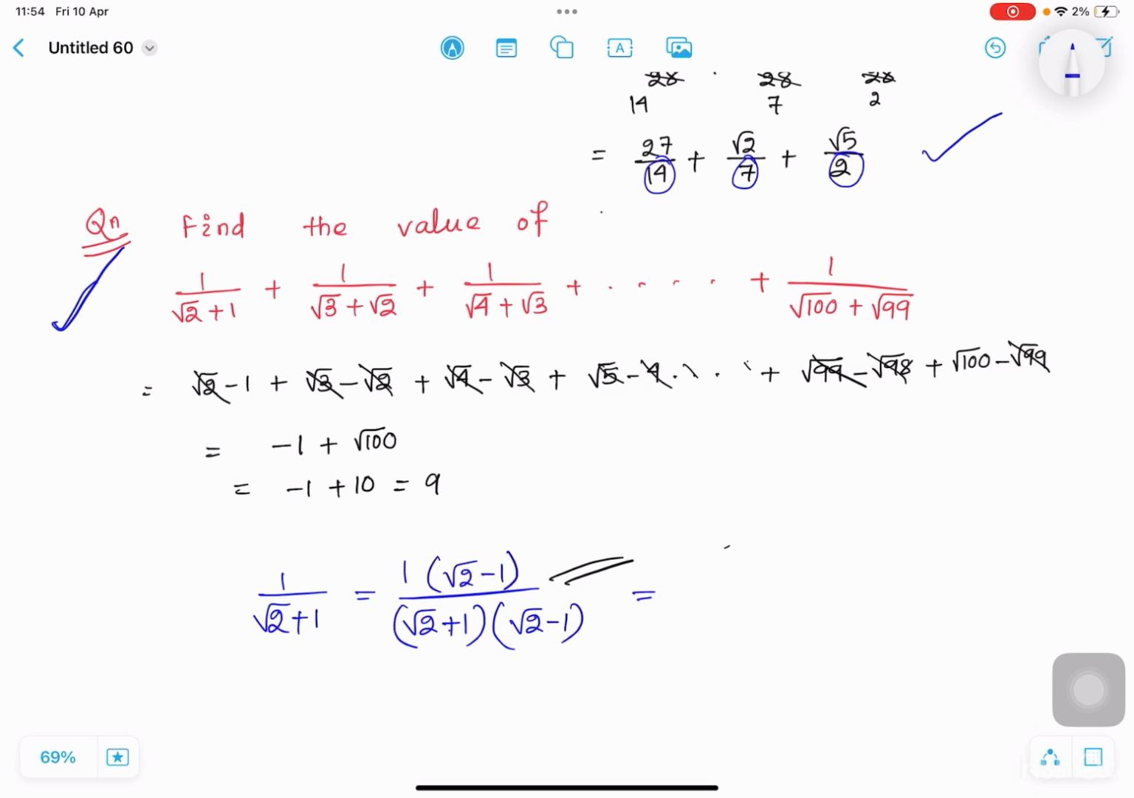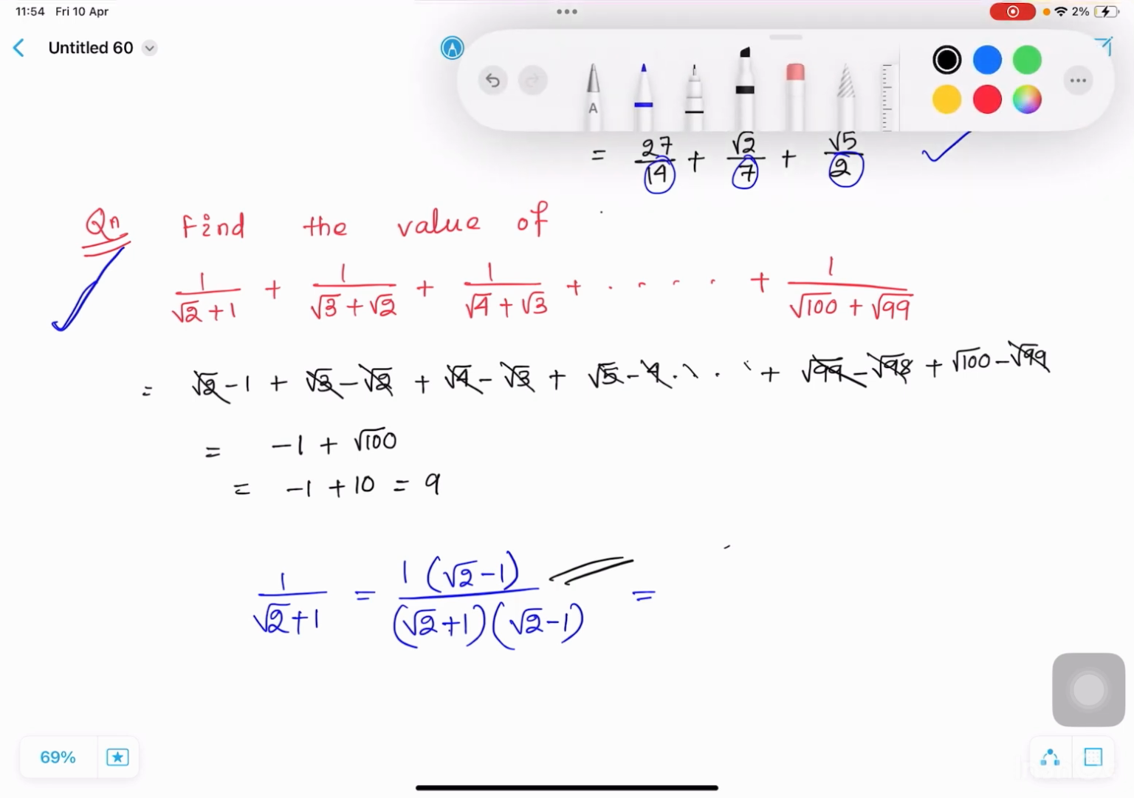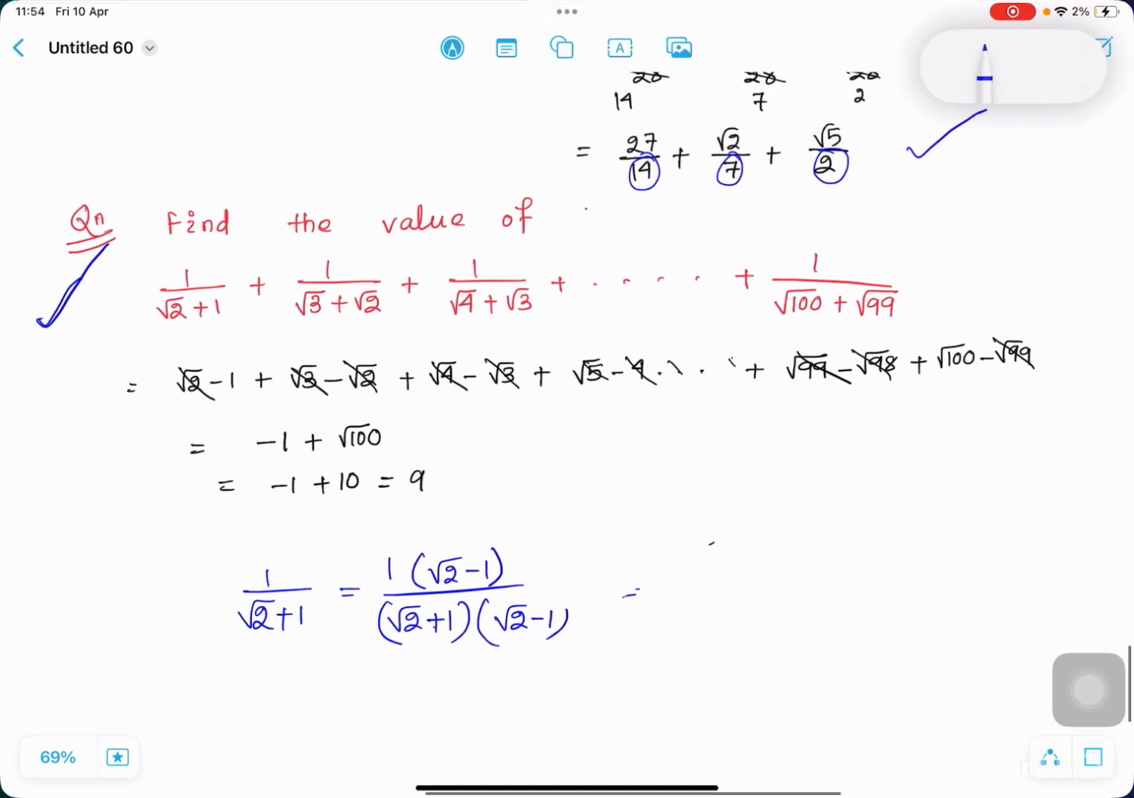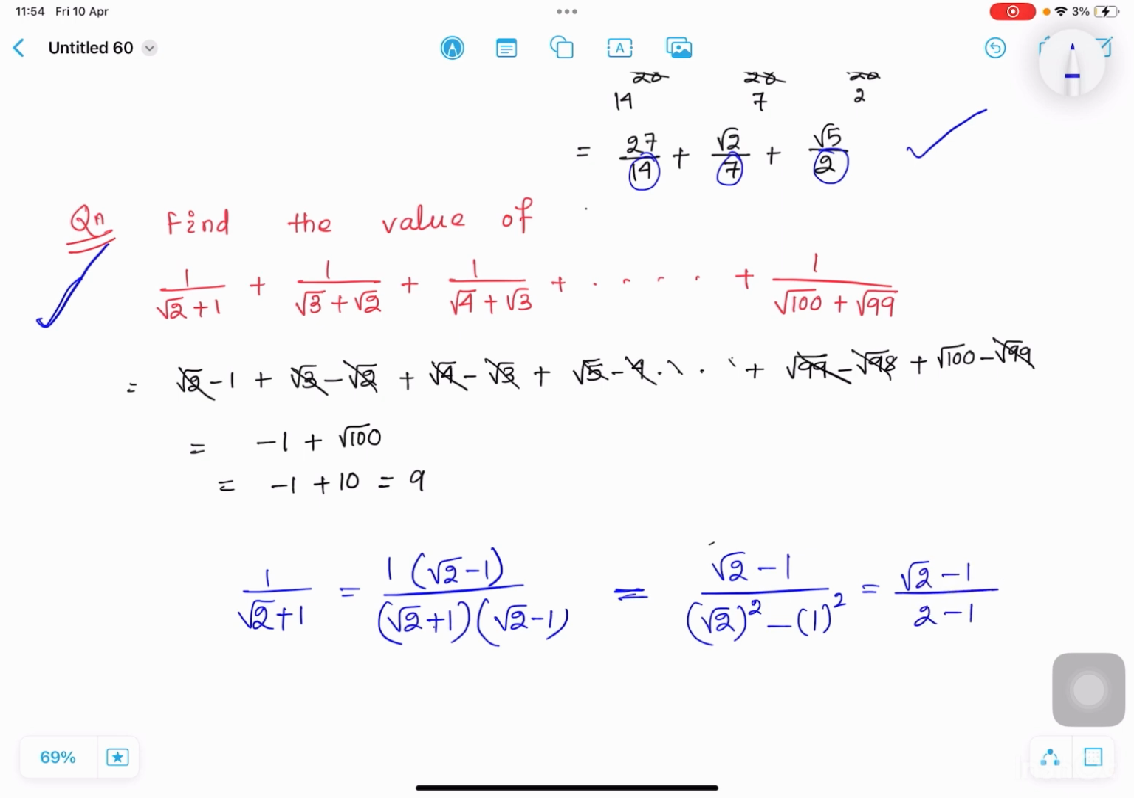See what will be the answer. For this term, what will I get? This is root 2 minus 1 by root 2 square minus 1 square. So it is root 2 minus 1 by 2 minus 1. 2 minus 1 is 1. So root 2 minus 1. Likewise, if you rationalize this one, you will get root 3 minus root 2. If you rationalize this one, you will get root 4 minus root 3.